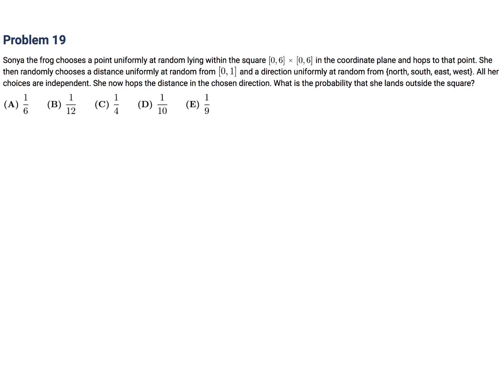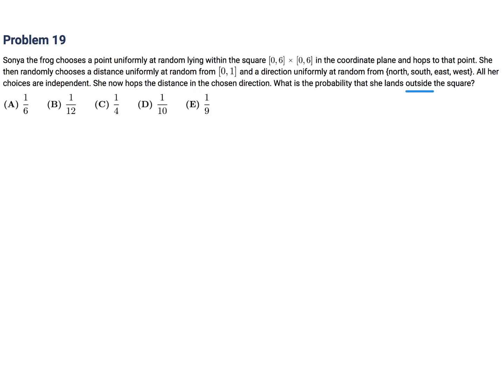Sonia the frog chooses a point uniformly at random lying within the square [0,6] times [0,6] in the coordinate plane and hops to that point. She then randomly chooses a distance uniformly at random from [0,1] and a direction uniformly at random from north, south, east, west. All of her choices are independent. She now hops the distance in the chosen direction. What is the probability that she lands outside the square?